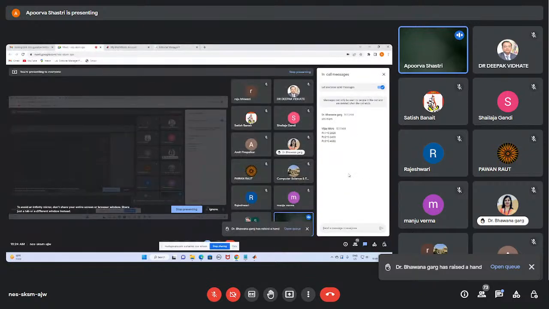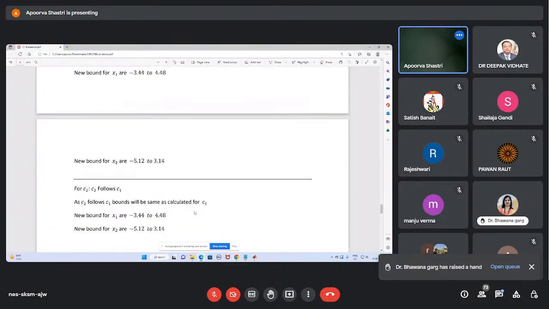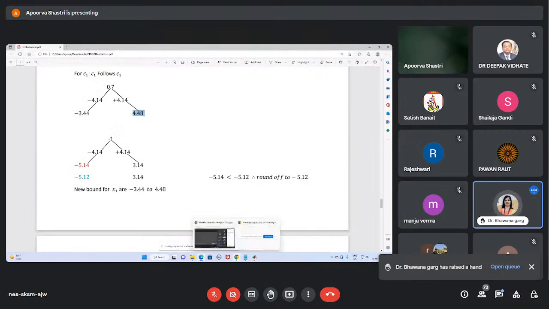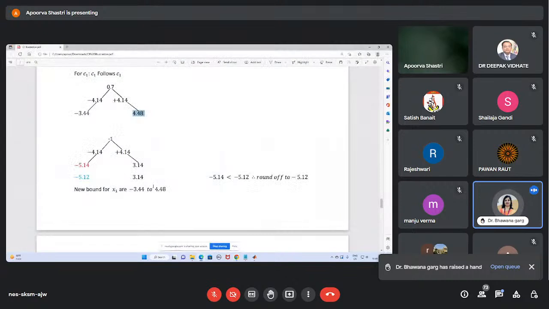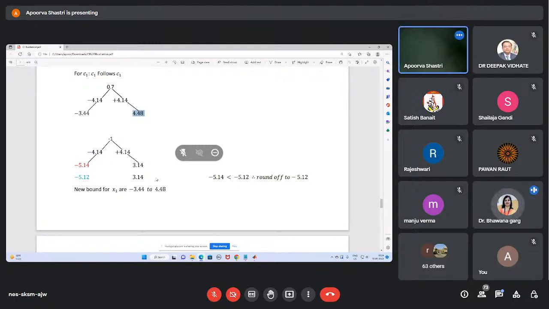PC1, PC2, PC3. Okay. Excuse me, ma'am. In the second calculation, it was with minus one, so the range is 5.14, and you have rounded it off to minus 5.12. So why is it not minus 4.14? I mean, we are considering the new range, no? Then why are we going back to 5.12?